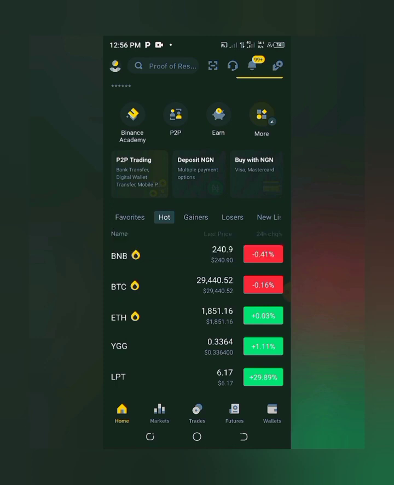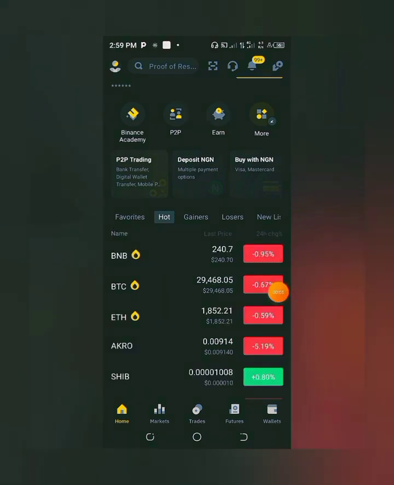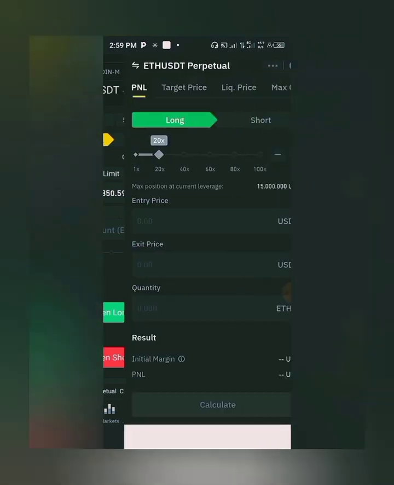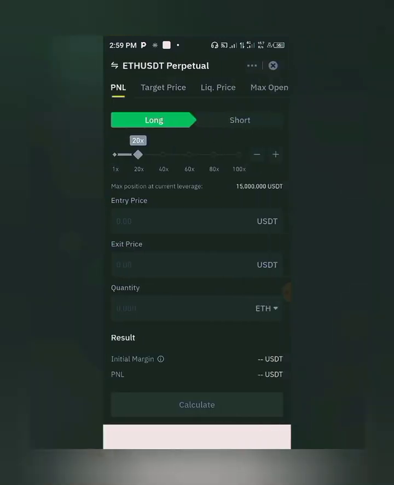So let's get started. If you're using your phone, as I'm using here right now, just click on Futures to locate the calculator. At the right hand side of your screen, you're going to see a plus symbol there. Just click on the math symbol here. The math symbol is going to bring you here. So this is the Binance Futures Calculator page.